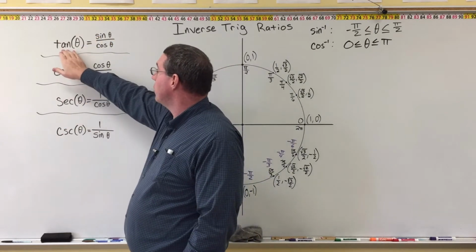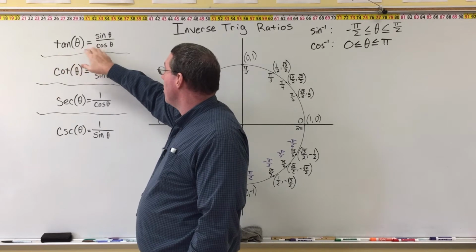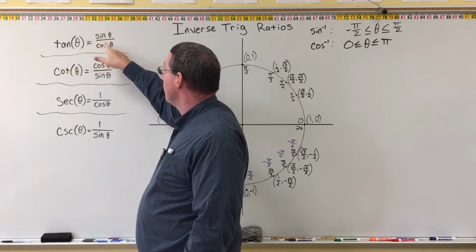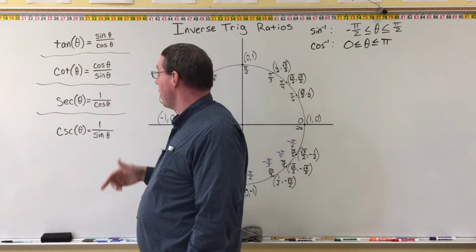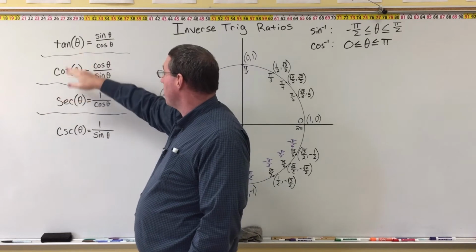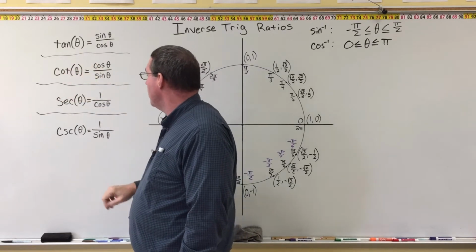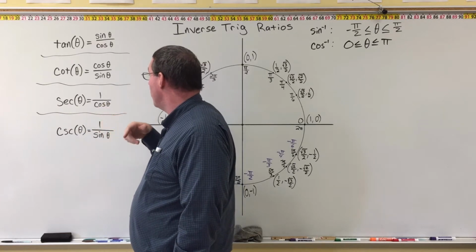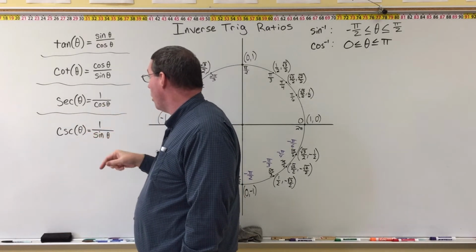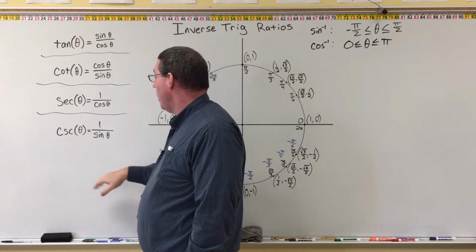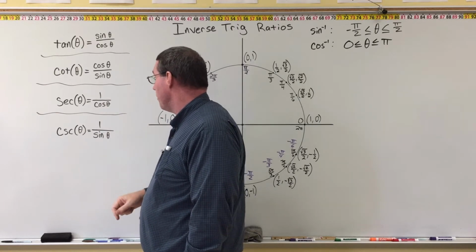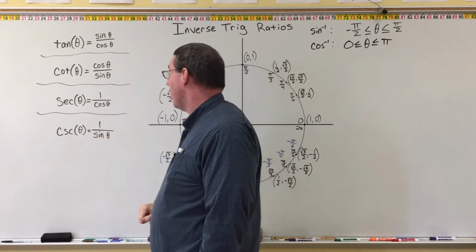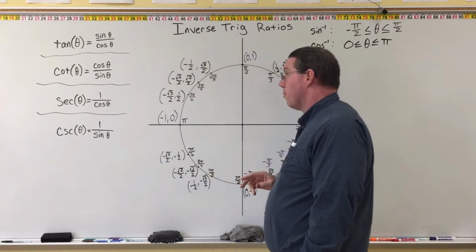So remember that tangent of an angle is equal to the sine of that angle divided by the cosine of that angle. Sine over cosine. Cotangent is the reciprocal of that, cosine over sine. Secant of an angle is the reciprocal of cosine, so 1 over cosine. And cosecant is the reciprocal of sine, or 1 over sine. Okay? All right, so I just wanted to review that.